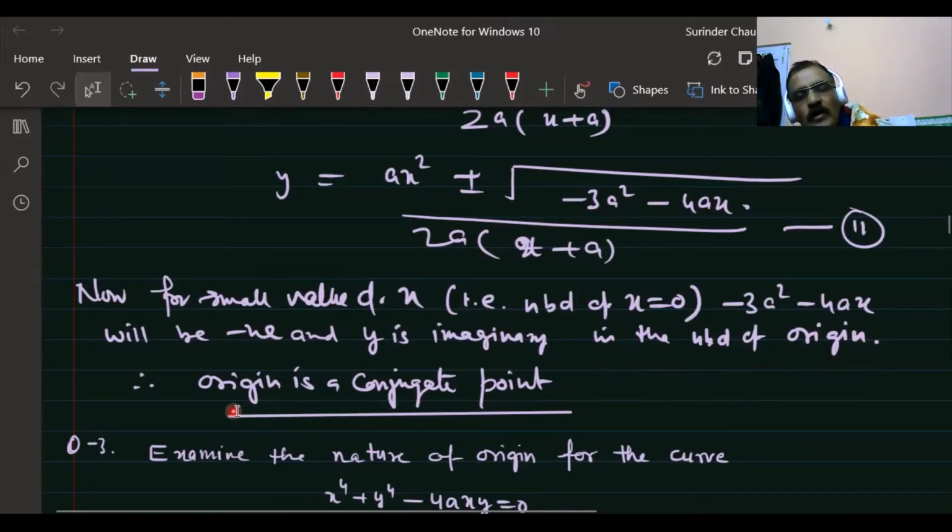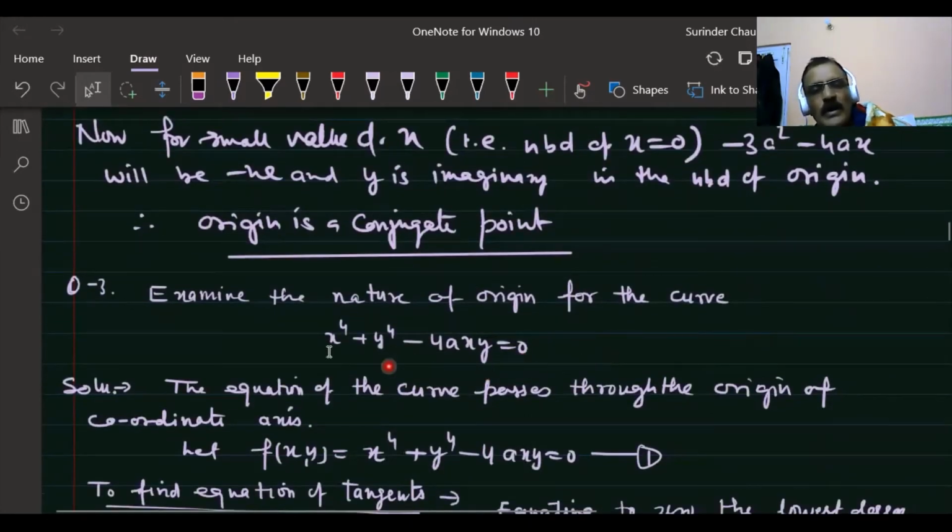Therefore, this point origin is not a cusp but is a constant. Similar again, same problem. Now the constant is missing from here, so in a similar fashion we get this. Examine the nature of the origin as a cusp.